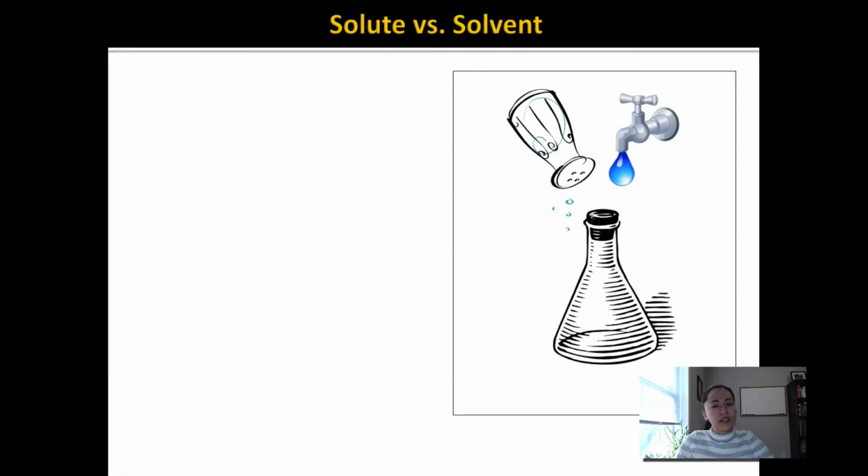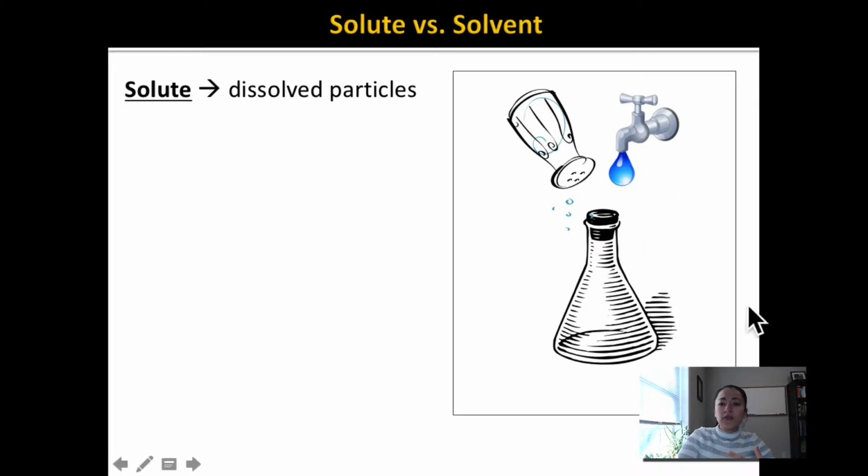Before we get into talking about diffusion and osmosis, let's talk about the difference between a solute and a solvent, because you'll see these words a lot. A solute is the dissolved particles. For example, if I were to mix together salt and water, the particles that are actually dissolved in there is the salt. So the salt is the solute. I always think of it as the stuff in there. The solute is the stuff.